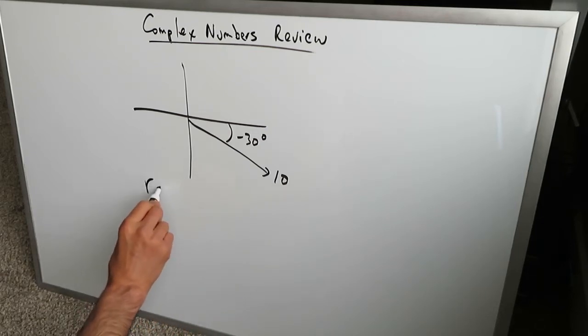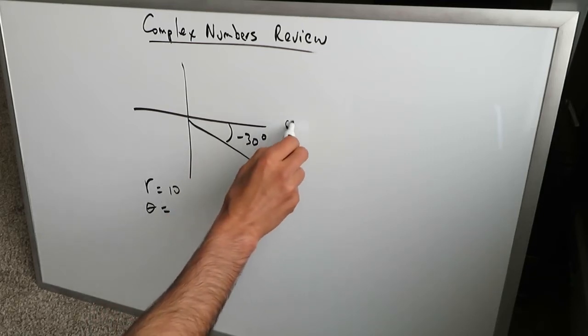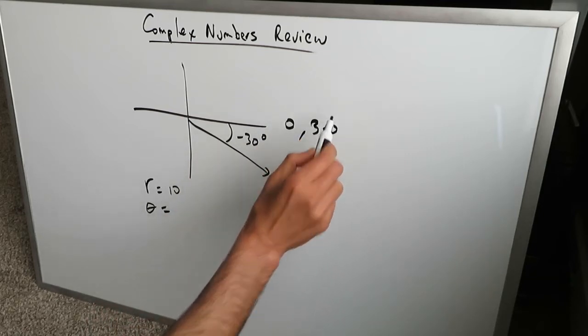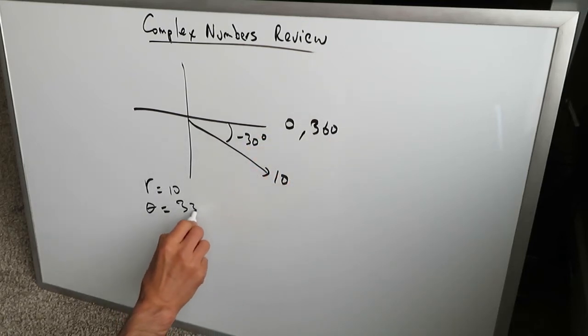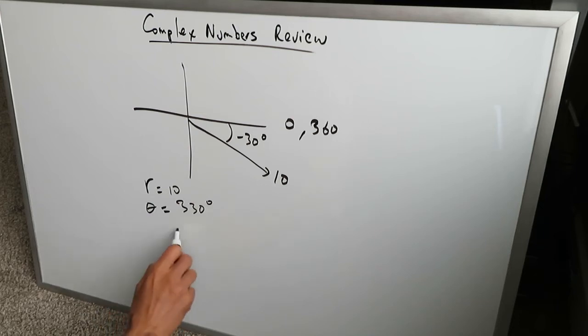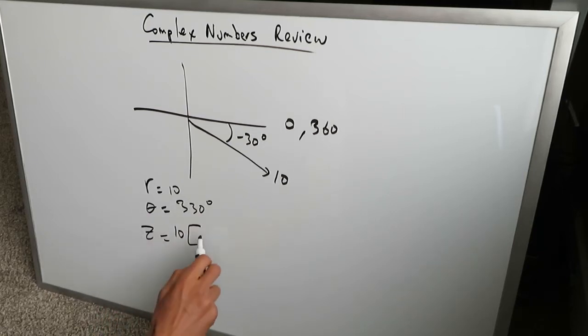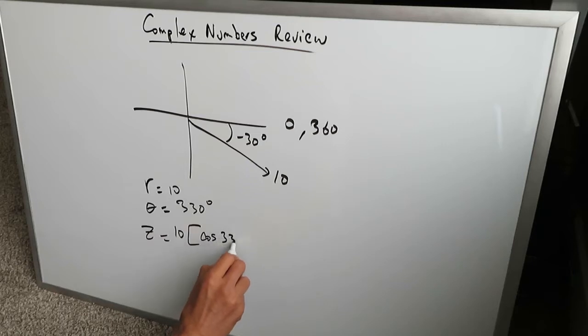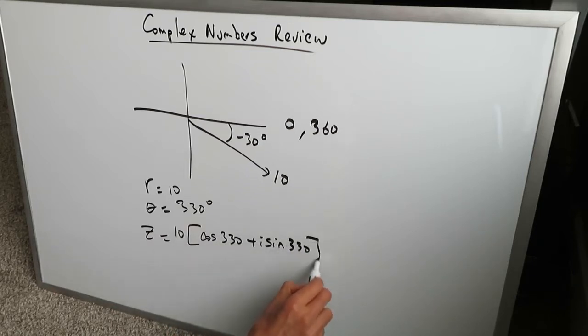We know what our modulus is, it's 10. We know what our angle is, it's based on your reference horizontal of either 0 or 360 degrees. What's 360 minus 30? It's 330 degrees. And we can determine a clear polar form over here. Our polar form will look something like this, of this complex number, z is equal to r times cosine of 330 plus i sine of 330.